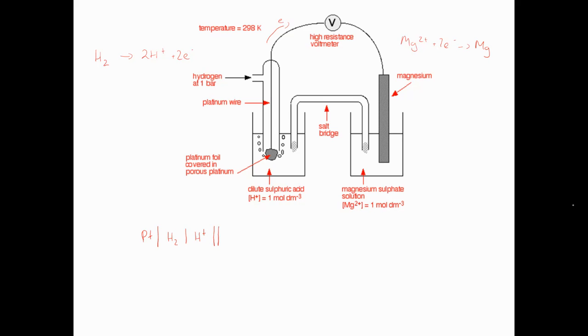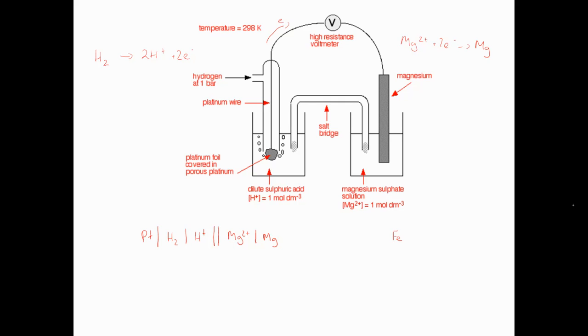Then I've got my double line because I've got a salt bridge. And then I've got my Mg2+, which has a phase boundary between it and the magnesium electrode. And then there's nothing on the side here. So we have to be careful when we're drawing that we draw an extra line here if we've got a platinum electrode.